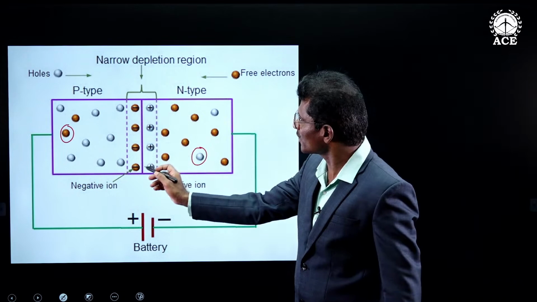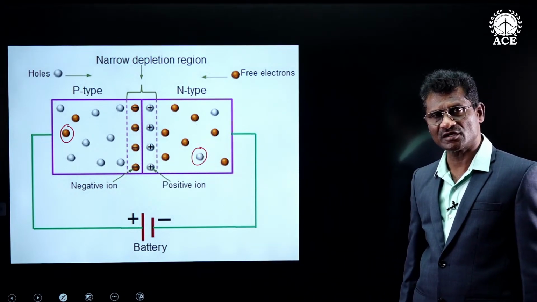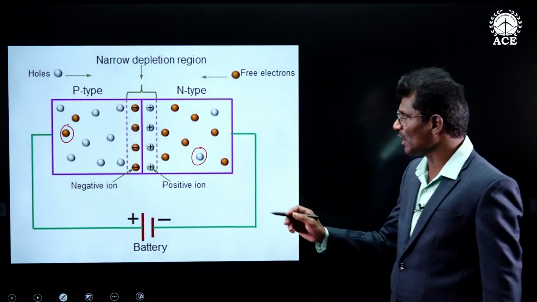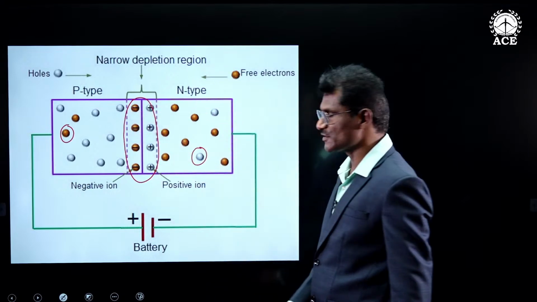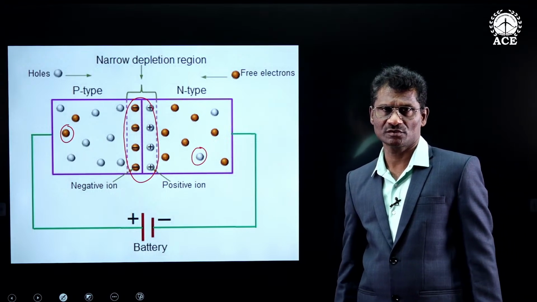But in this central part, which is called the barrier, depletion region, space charge region or junction, we have positive and negative ions, also called immobile ions, which cannot support current.